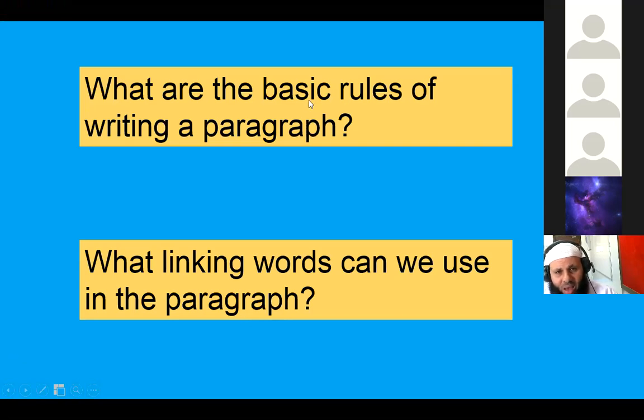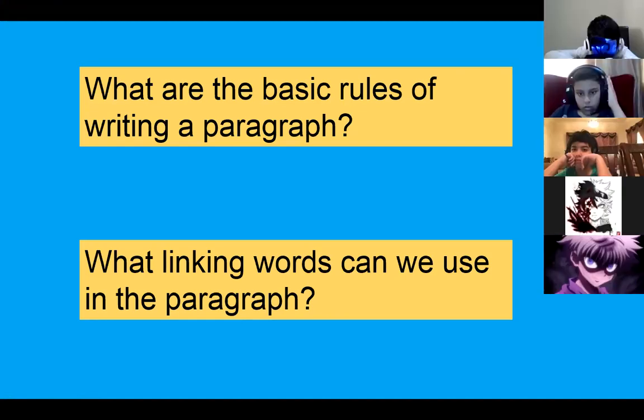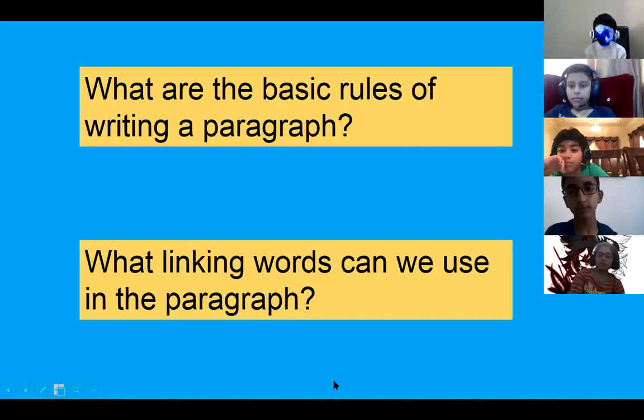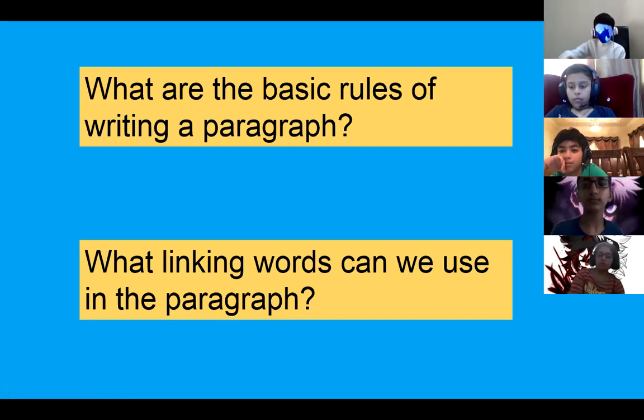Now, Abdullah, I'll finish with you. What are the basic rules of writing a paragraph? When we write a paragraph, quickly give me the rules. We keep a two-finger space. Number 2, we start with a capital letter. Number 3, when we finish the sentence, we put a full stop. Number 4, we start with a capital letter for names. Excellent.